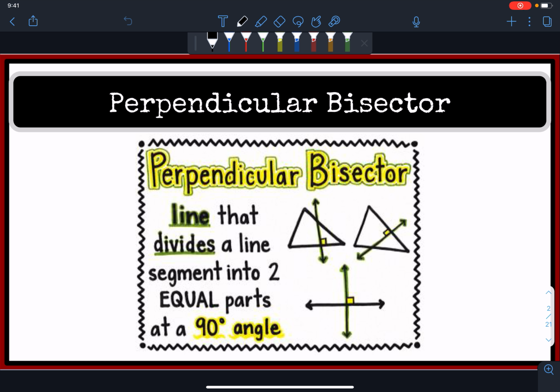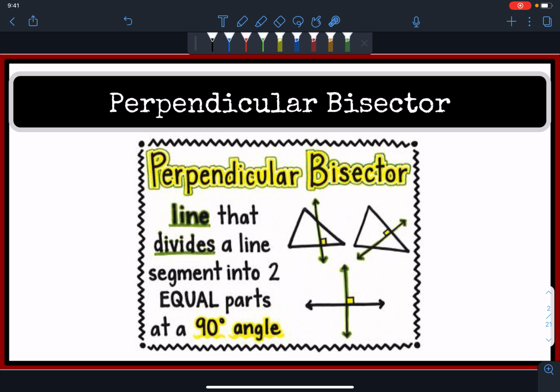So this line here is doing two things on these triangles, and it's not very clear. This one doesn't look very accurate, but it's not only intersecting at this 90-degree angle, it's also cutting this base here into two equal parts. So those two sides would be congruent.